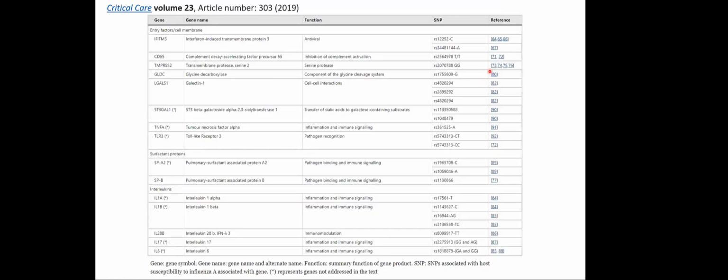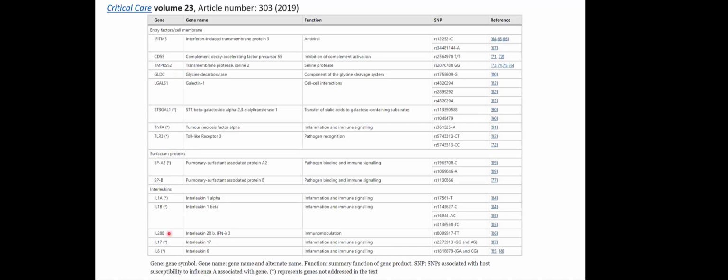This is from that same critical care article that I showed on the last slide, and it curates, as of last fall, I think, all of the pretty well curated human common variant SNPs for influenza. And so IFITM3 is there at the top. CD55 has been shown in a number of studies. TMPRSS2 is one of those enzymes that can cleave the HA, and that is restricted to the respiratory tract. Interestingly, TMPRSS2 is also involved in the life cycle of SARS-CoV-2.